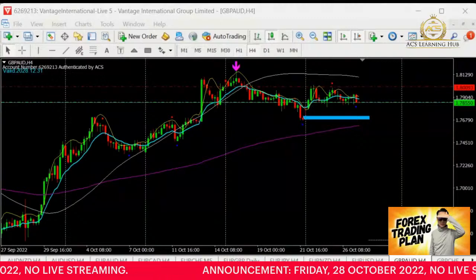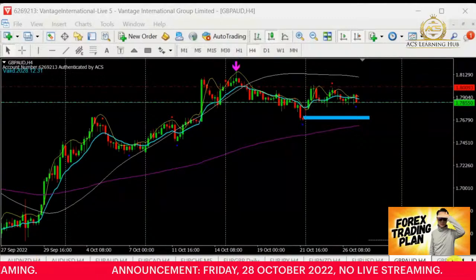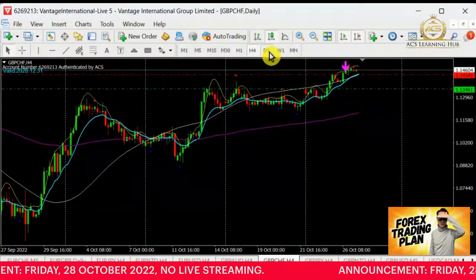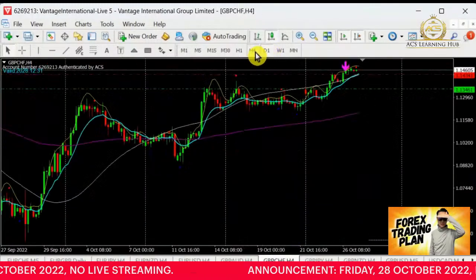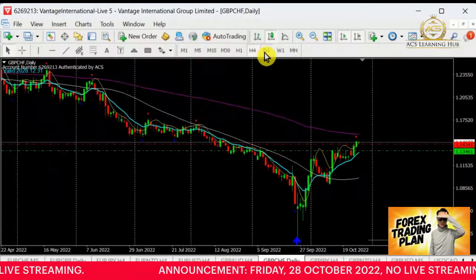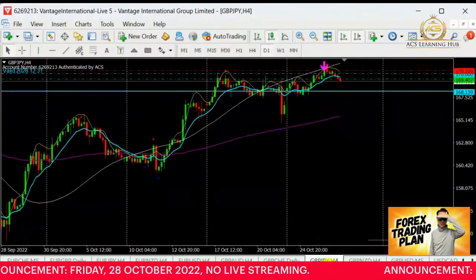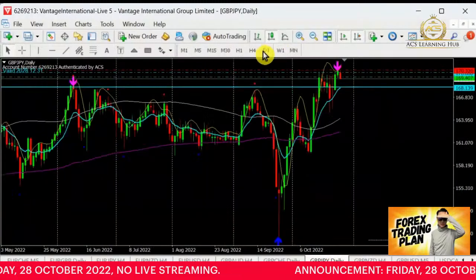Right, so pound franc, let's take a look at pound franc. Pound franc, I think it's very clear that we are still in the bull. So I'm still waiting for it to turn back. So tentatively, no.